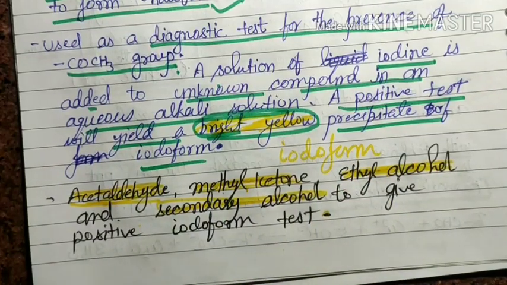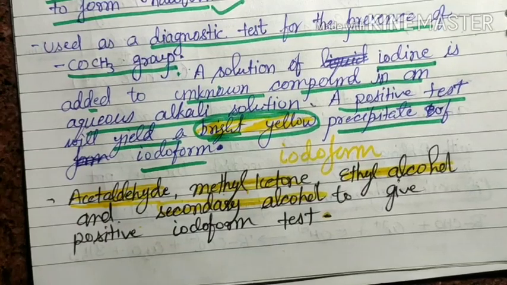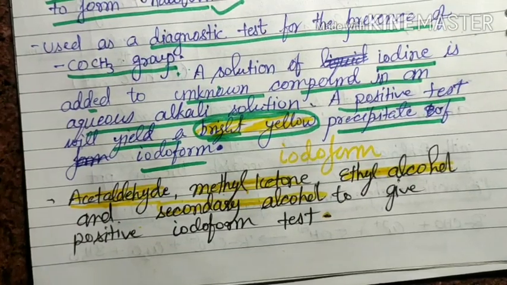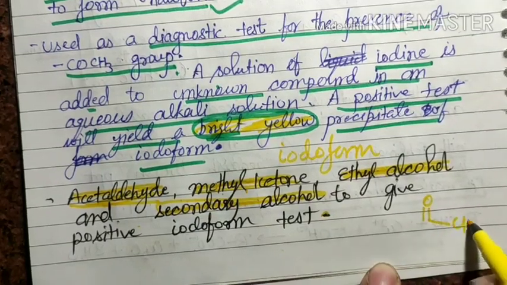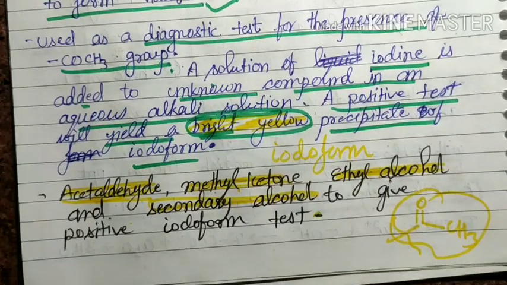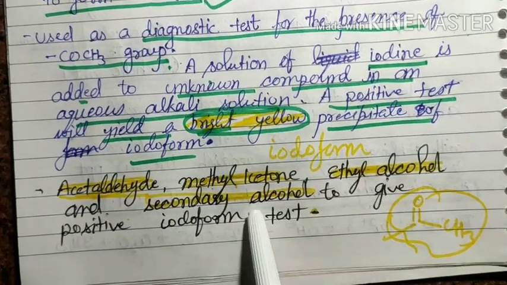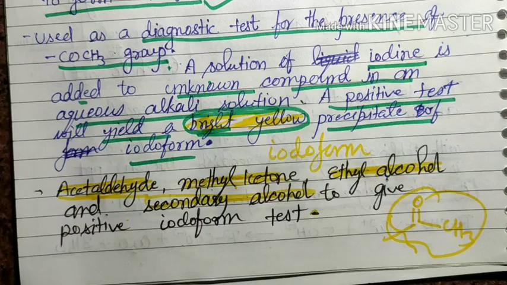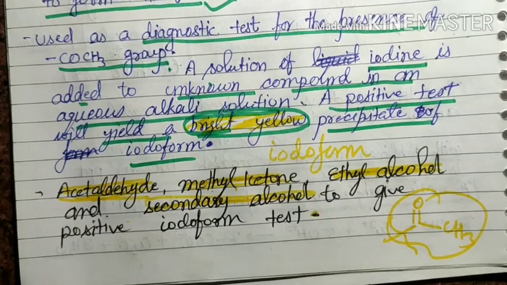The question arises why ethyl alcohol and secondary alcohol may give the iodoform test if I said that the C double bond CH3 group is a necessary condition. The reason is that ethyl alcohol and secondary alcohol may convert into this type of C double bond CH3 structure in the reaction medium and perform the iodoform test, due to isomerization or rearrangement of atoms. Ethyl alcohol converts into acetaldehyde, and secondary alcohol converts into methyl ketone in the reaction medium. So ethyl alcohol and secondary alcohol may give the iodoform test.